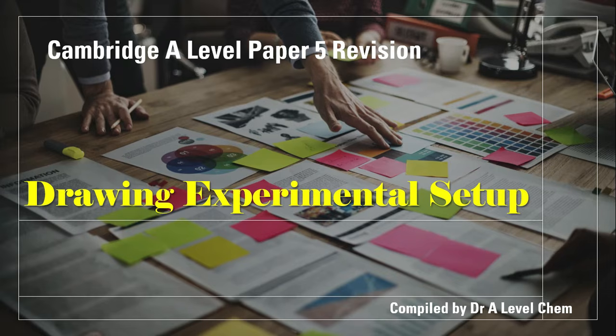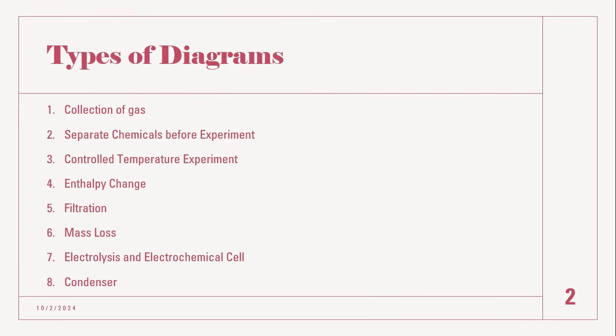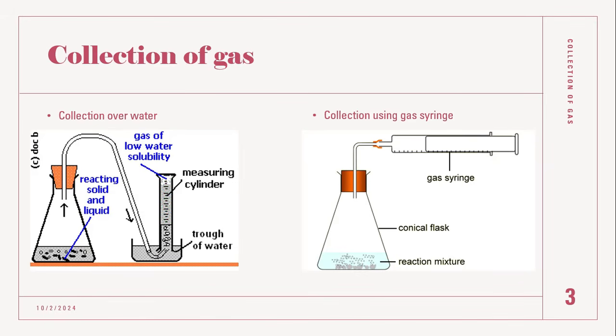For all paper 5 experimental setup questions, I categorize them into 8 different types. Type number 1 will be collection of gas. This setup will be for reactions which will produce a gas as a product. There are two methods to collect gas.